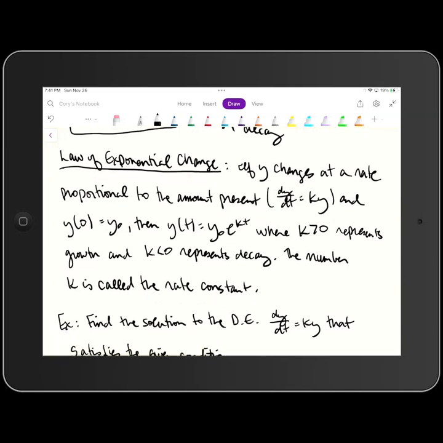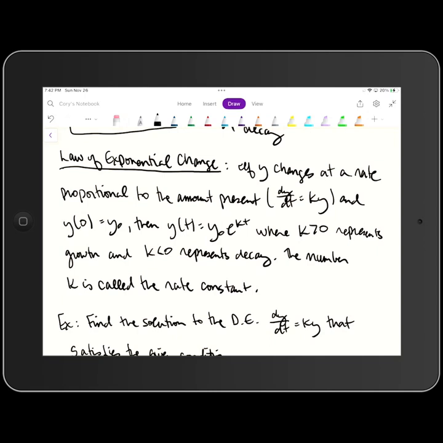So our law of exponential change states: if y changes at a rate proportional to the amount present, so that means the rate of change of the population with respect to time is equal to k times y, some constant k times our population y, and y at time 0 is equal to y sub 0, then our function y of t will be y sub 0 times e raised to the kt power, where if our constant k is greater than 0, that represents exponential growth. And if our constant k is less than 0, that represents exponential decay.